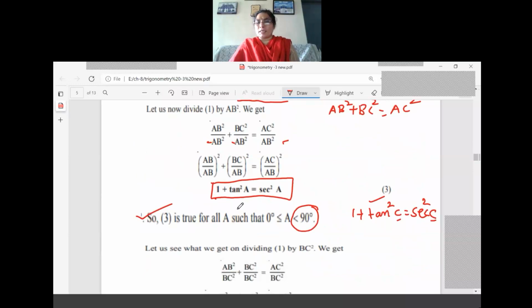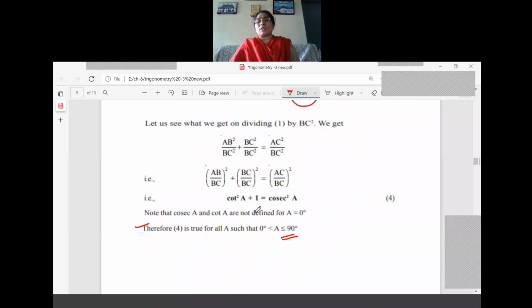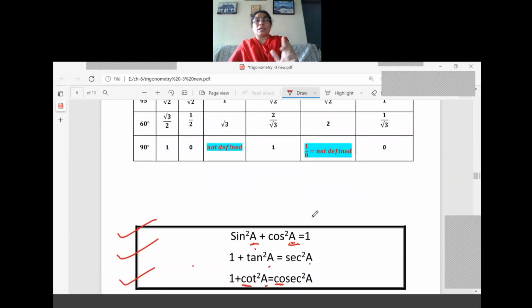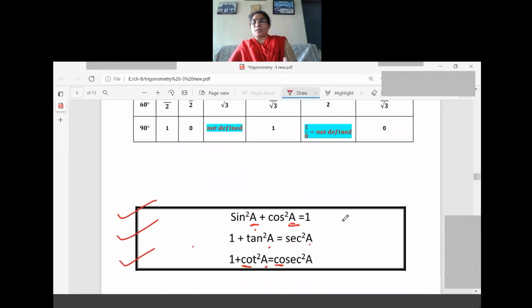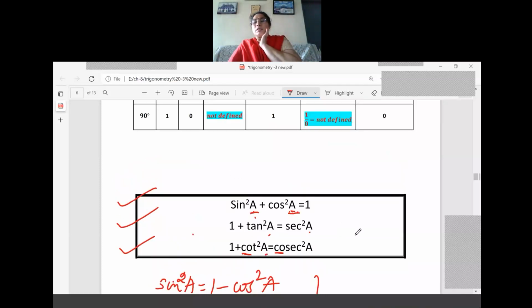From the second identity what did we get? 1 plus tan square A equal to sec square A. What is the third identity we got? 1 plus cot square A equal to cosec square A only. So I made the conclusion here, and I have shown why the equals are not applied in some places. So I made the equations like this. Remember, write like this only, and learn it thoroughly.